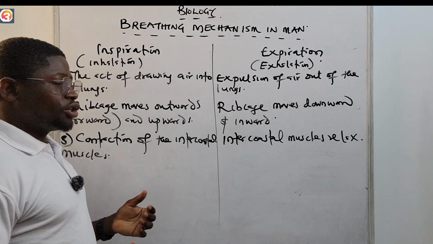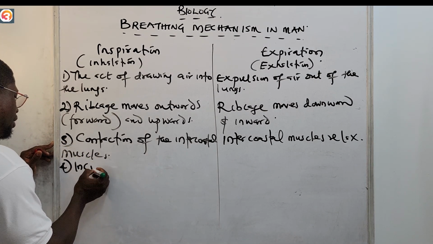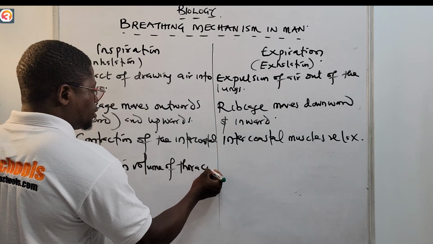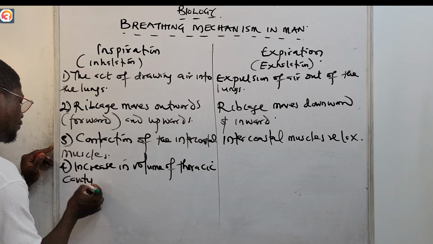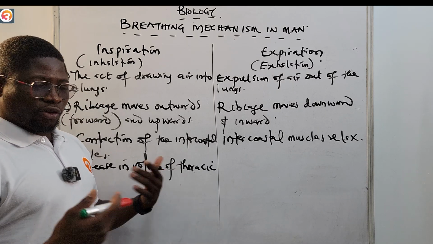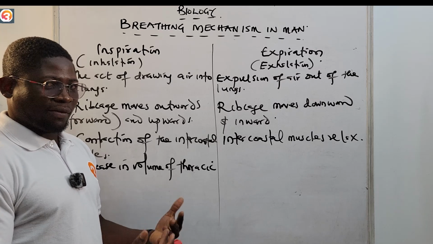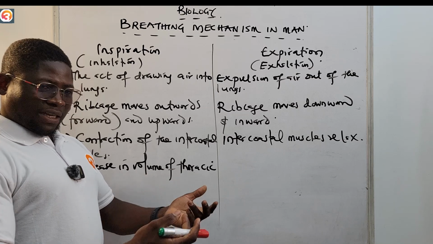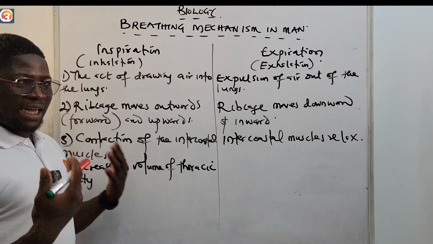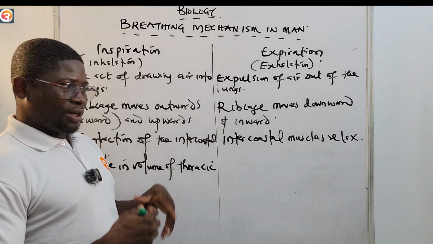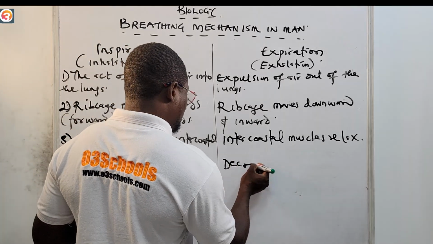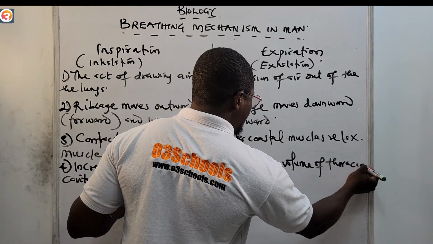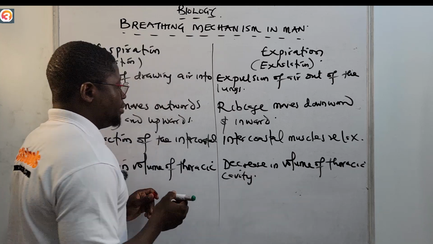They contract. Now also let us look at increase in volume, number 4. Increase in volume of the thoracic cavity for inspiration. So there's increase in volume. The rib cage and the diaphragm have created a space so that air can come in. When we're taking in air, there's increase in volume of the thoracic cavity. While for expiration, there's decrease in volume of the thoracic cavity. Please take note of that.